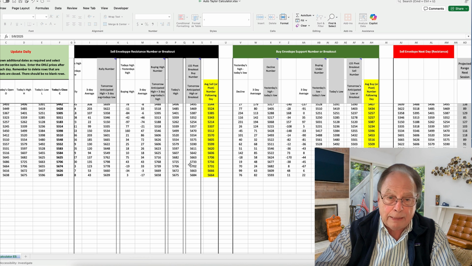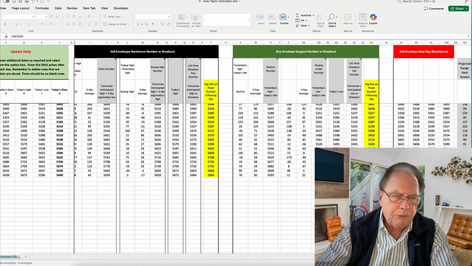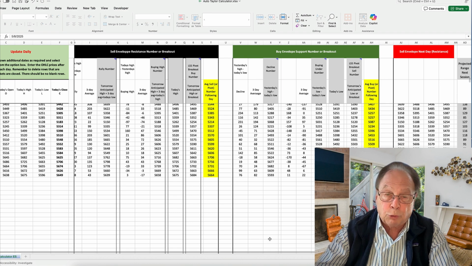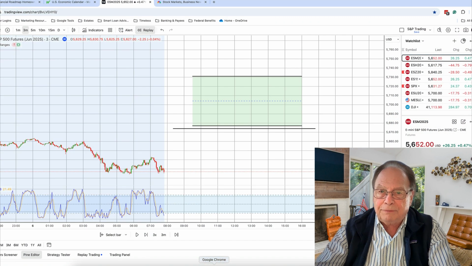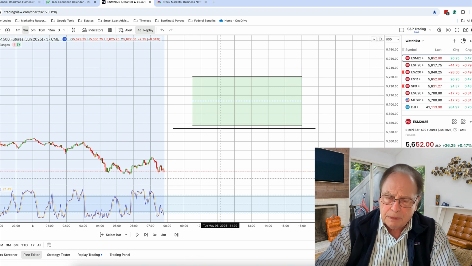Now you're looking at my Taylor trading calculator, and on Tuesday I take the numbers that I calculate on Monday, and these are my numbers for Tuesday: 57.31, 56.77. You can get this trading calculator at my site at timelessdollar.com. These are numbers developed by George Taylor 80 years ago, and they're as relevant today as they were when George Taylor developed them.